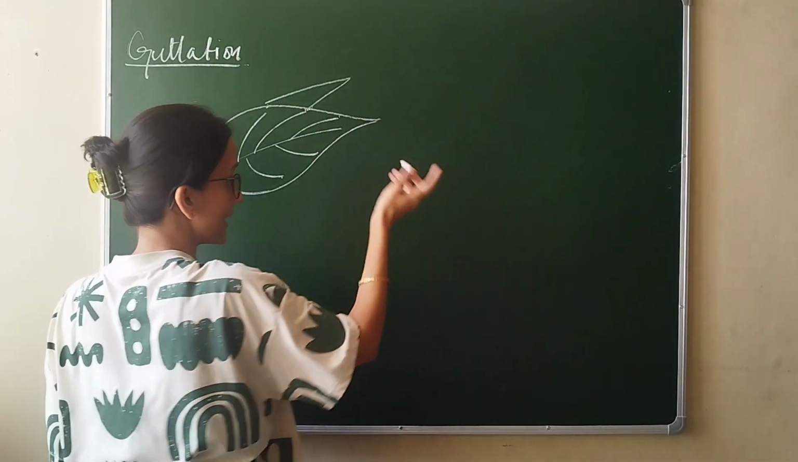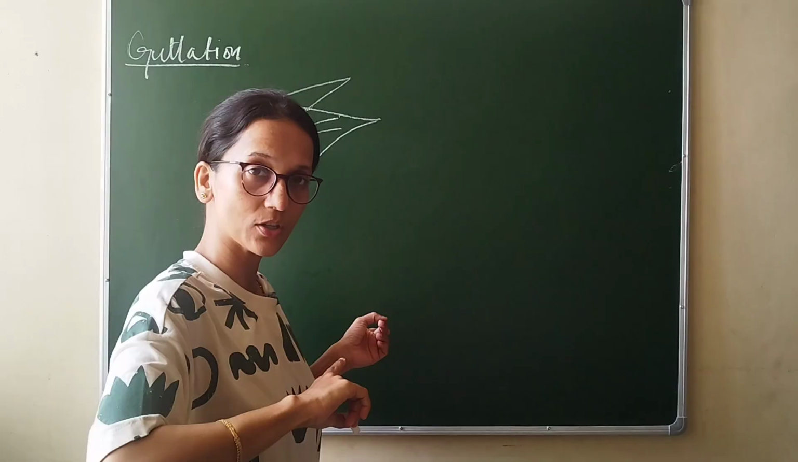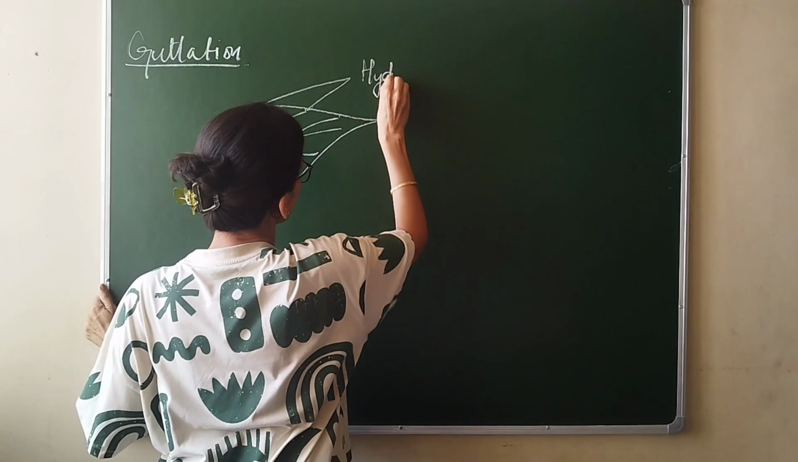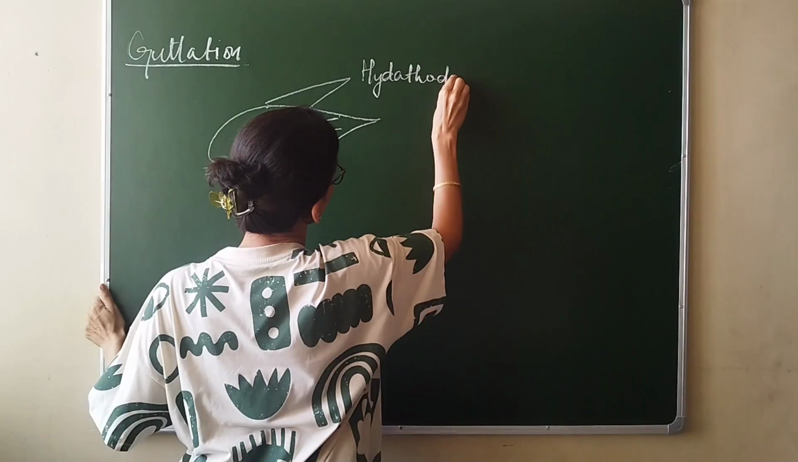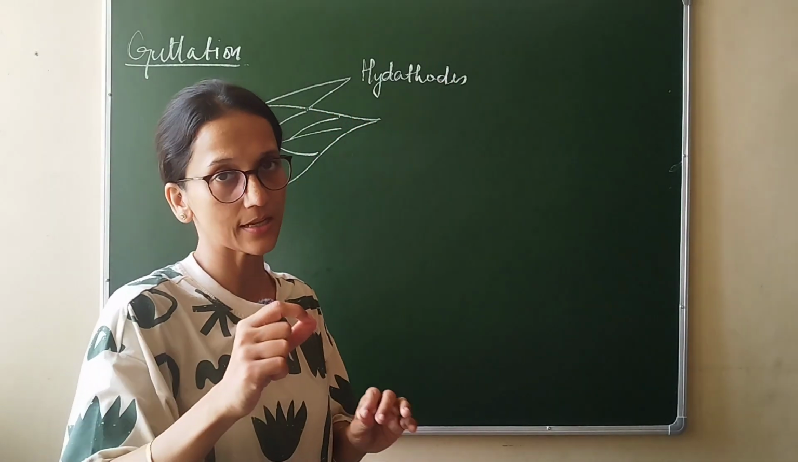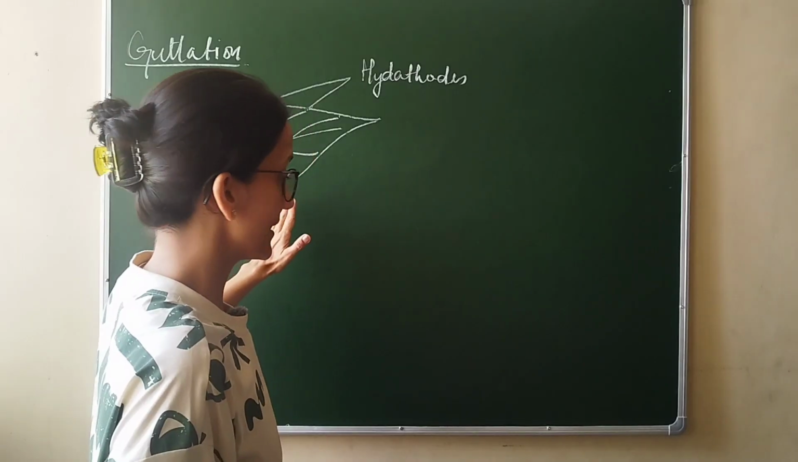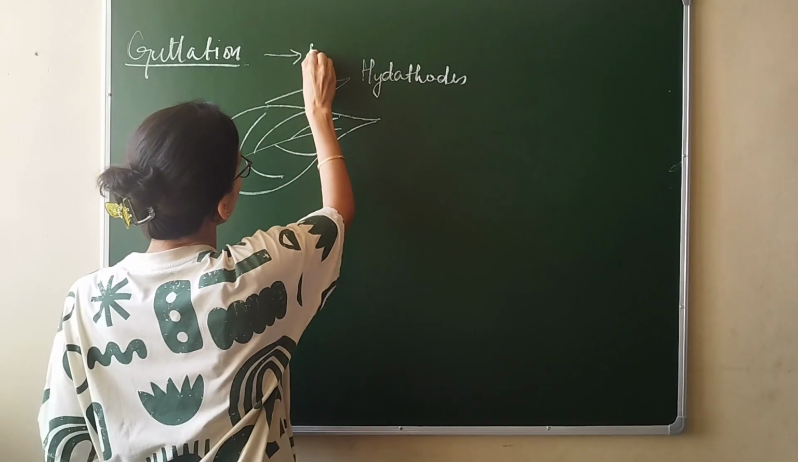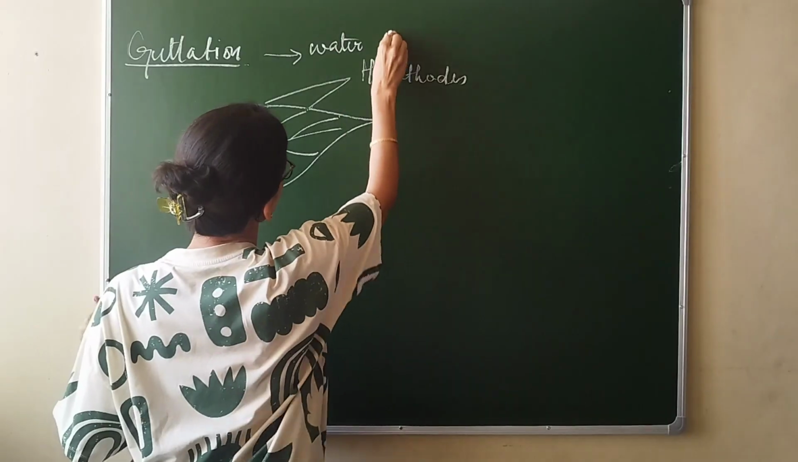Like in plants, when you study transpiration we use the term stomata, here we use the term hydathodes. These are present right at the margin where the leaf veins come to an end. And in this phenomenon, remember one thing, water is lost in the form of water droplets.